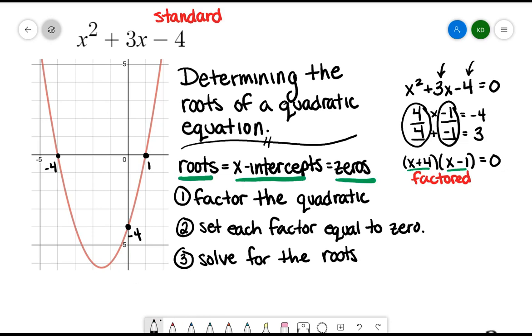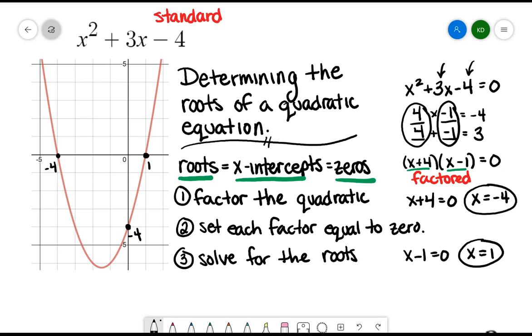Okay, let's do that. So we've got x plus 4 equals 0. What we're going to do is solve for the x value. So x equals -4. Perfect. Here we have a factor of x minus 1. We're going to set that equal to 0. Let's solve for x. We'll add 1 to both sides and we'll get x equals 1.